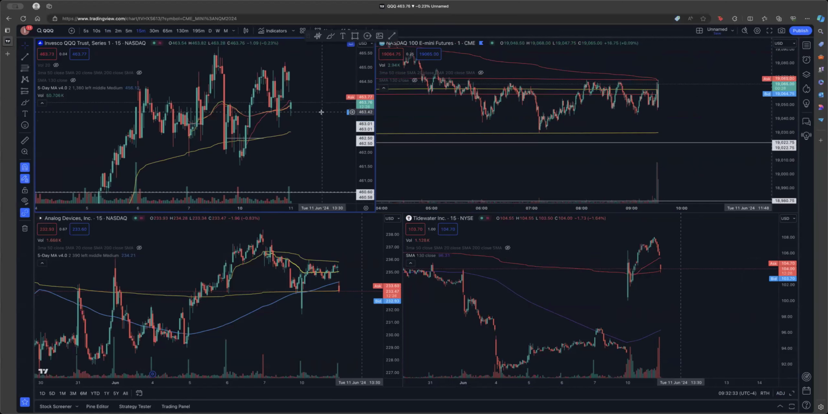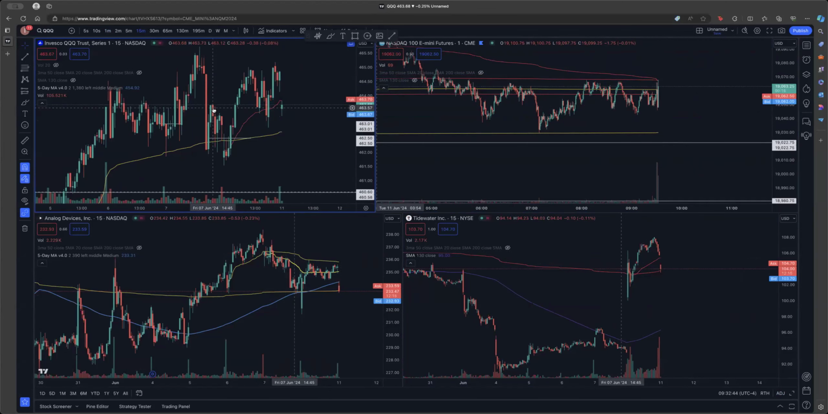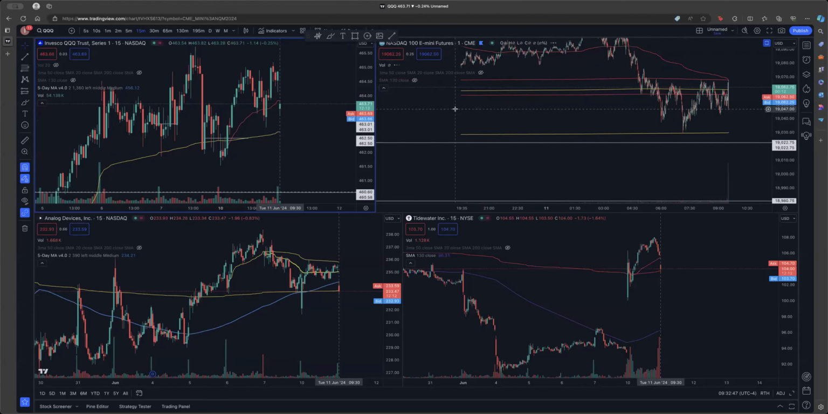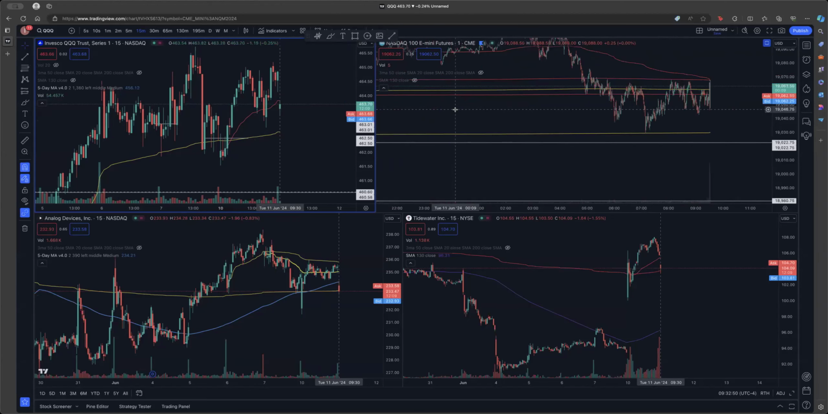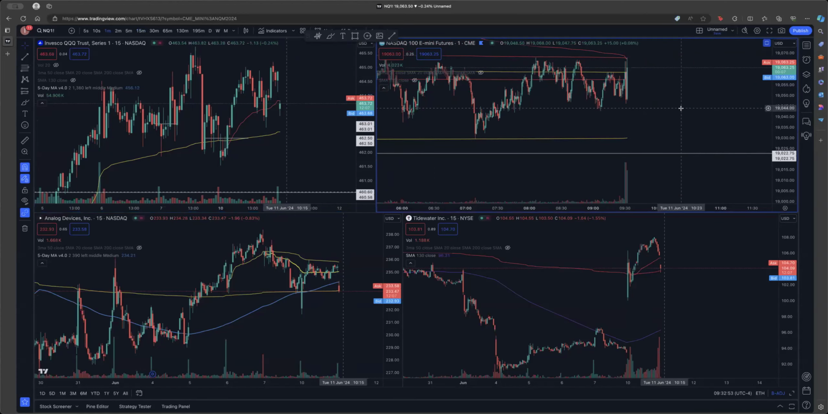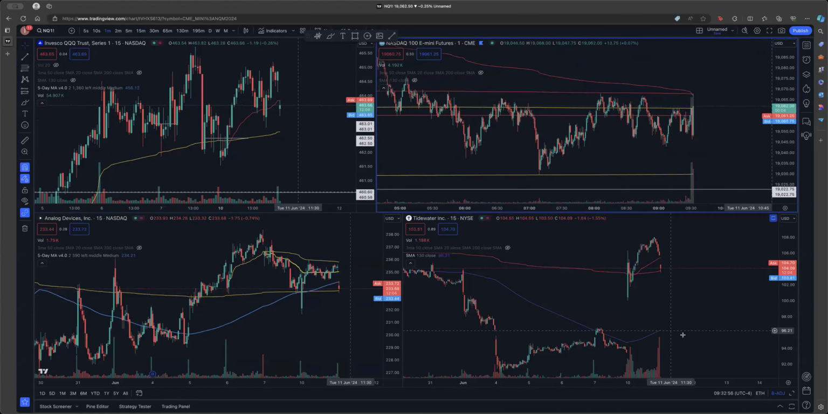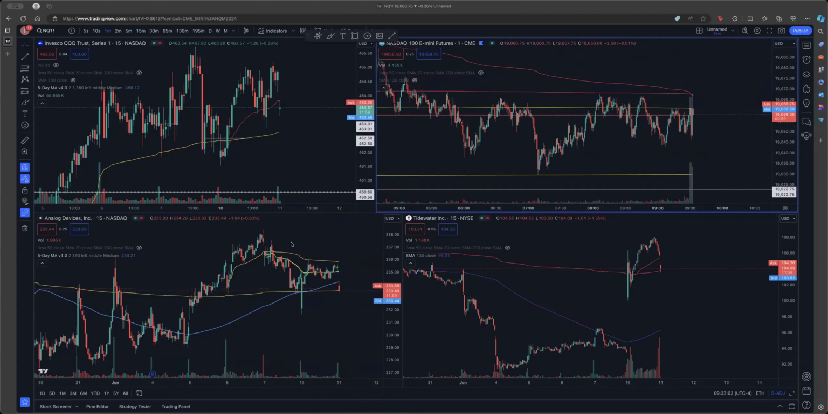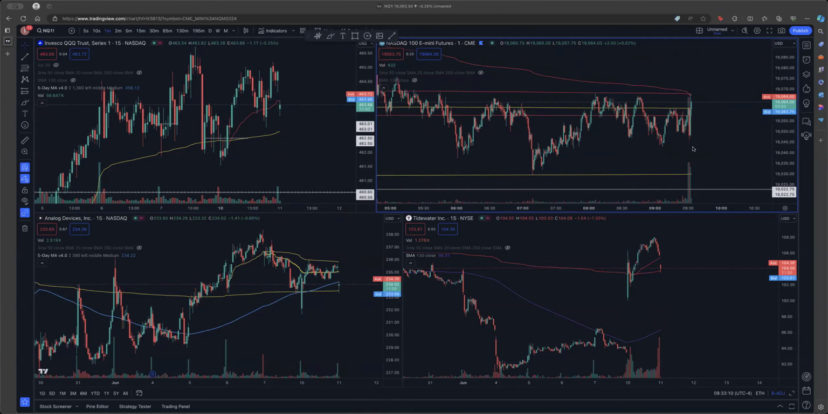Good push on the Qs. I don't even know why I have all this. That's unnecessary. Going to be interesting to see how the Qs react around this price point. About the VWAP with the first 5-minute candle close, and we'll handle it from there.